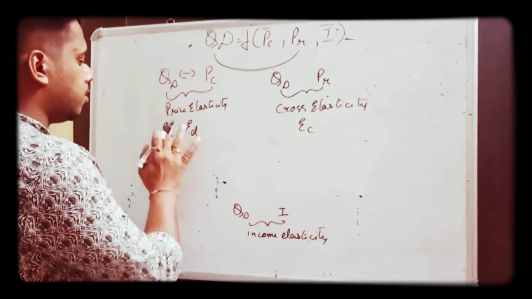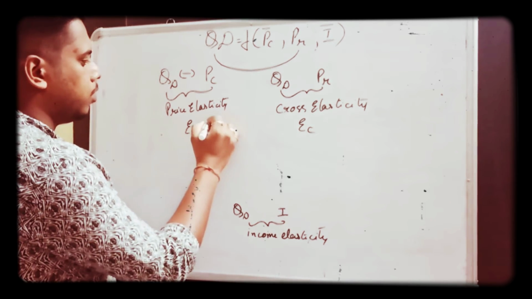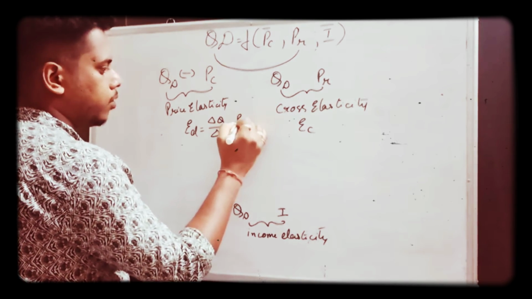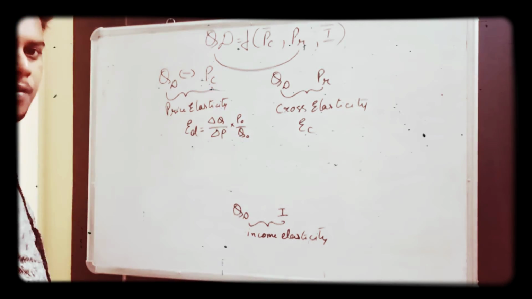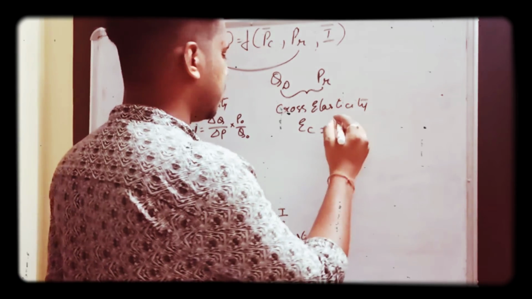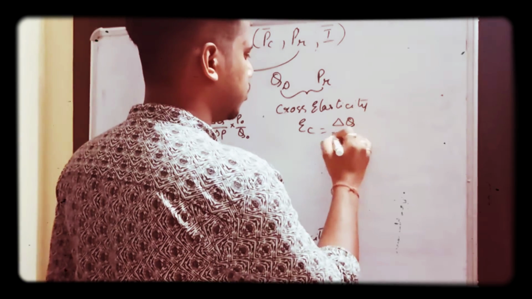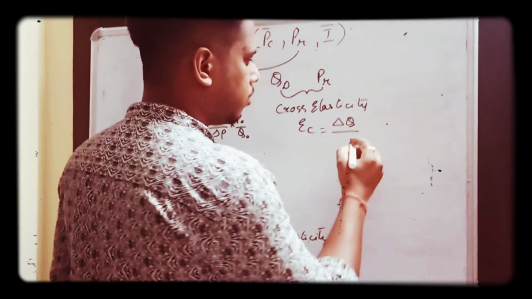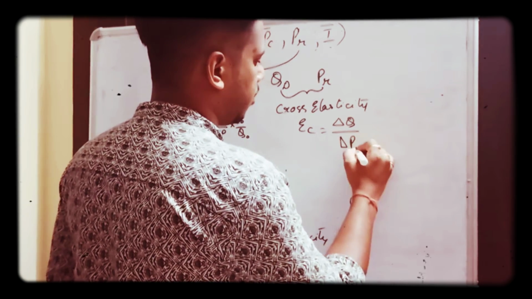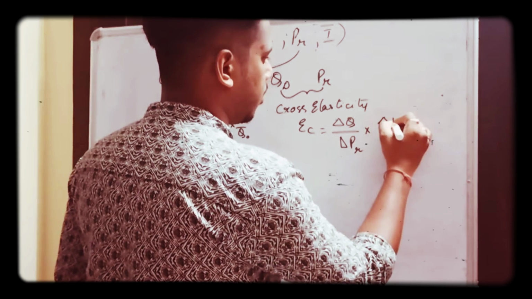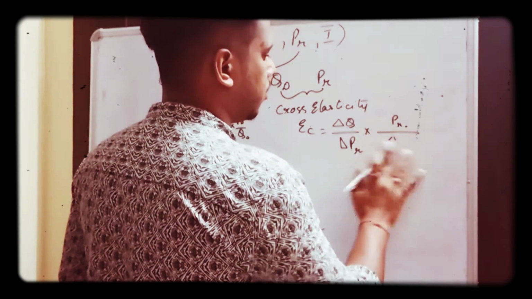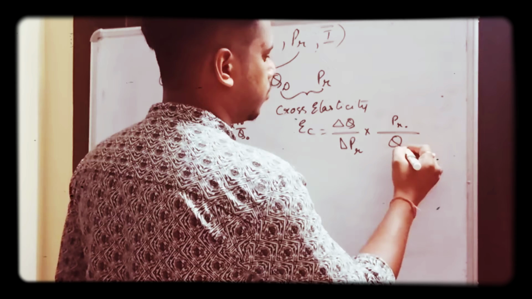The price elasticity of demand is given as ED equals del Q by del P into P naught by Q naught. This is the formula for finding the price elasticity of demand. The cross elasticity is given as del Q by del P R into P R naught by Q naught.